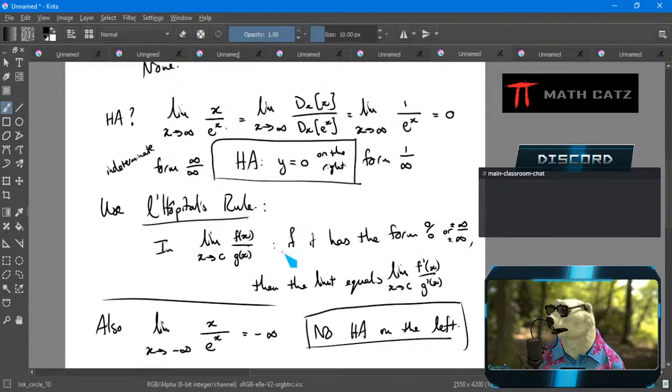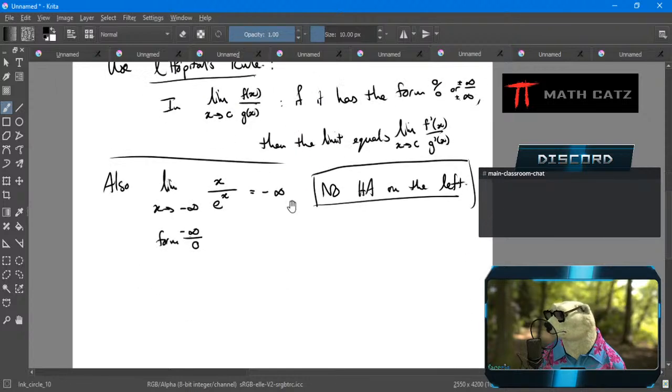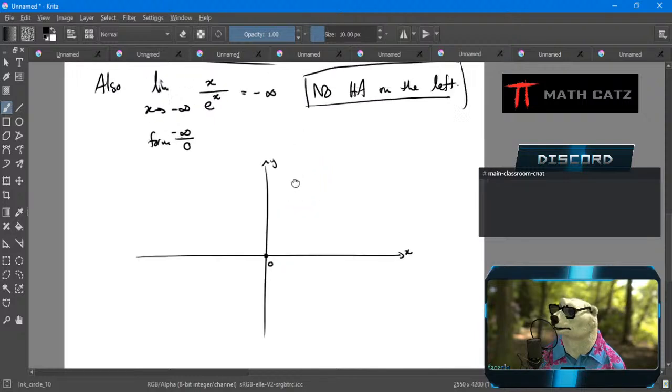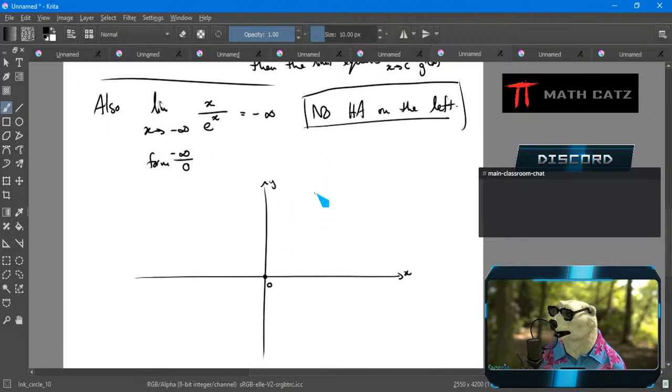Let's have a picture of what we have so far. There's my setup. I had a y-intercept of 0, if you remember. Now I have no horizontal asymptote on the left. In fact, it's going down on the left. I have a horizontal asymptote on the right. It is the x-axis, essentially. I don't know how exactly this is going to happen, like that.